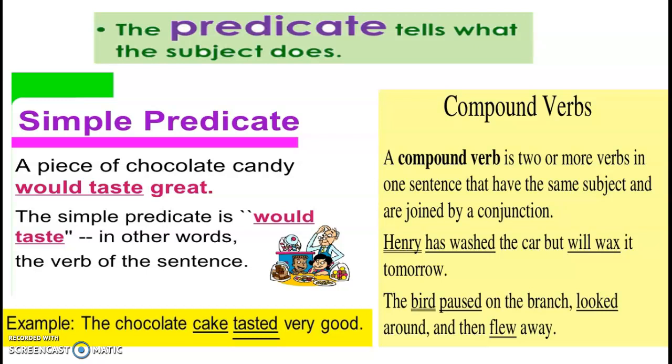The bird paused on the branch, looked around, and then flew away. What do we have here? Three verbs: paused, looked, and flew away. As you can see, we can have more than two verbs, and they are referring to the same subject, which is in this case bird. So these are basically the general ideas that we have about syntax: sentence, subject, and verbs. Later on, I'm going to explain other elements of the sentence in order to better understand the concept of syntax.